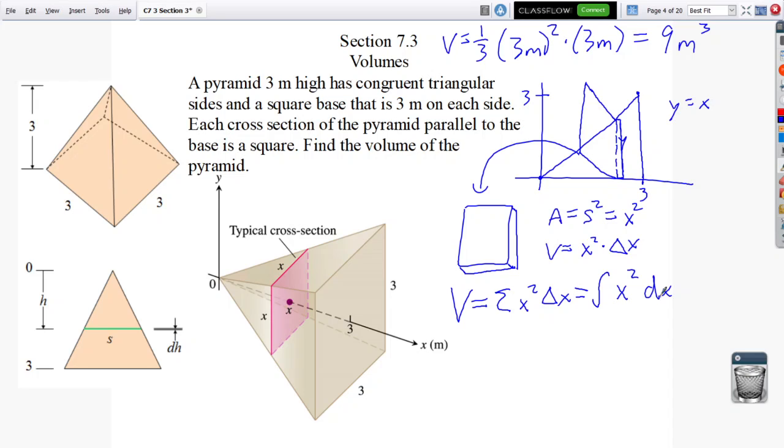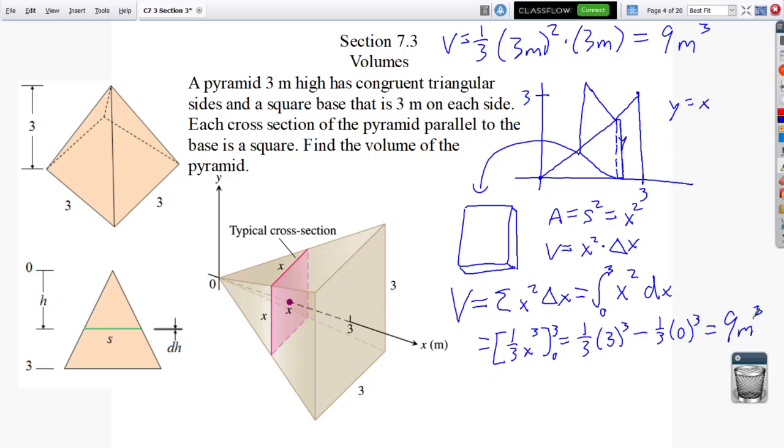Now here we do have to acknowledge that we have to use our limits. We're starting at the 0 square, and we're moving up to the 3 square. So it's going to be the integral from 0 to 3. Now we can actually get, using the fundamental theorem of calculus, the antiderivative of x squared, which is 1/3 x cubed, running from 0 to 3. So we can get 1/3 times 3 cubed minus 1/3 times 0 cubed. And 1/3 of 3 cubed is 1/3 of 27, which is 9 cubic meters, the volume of the pyramid.